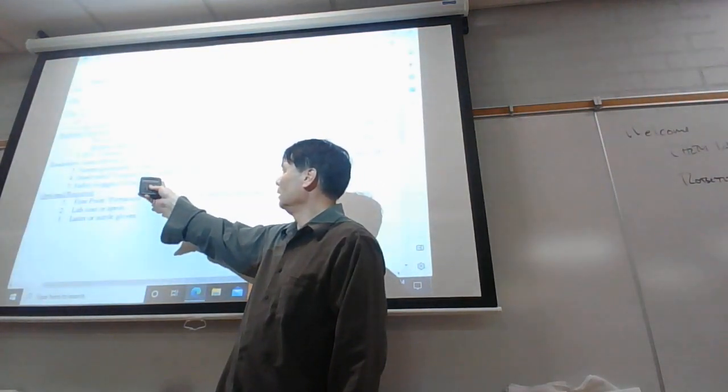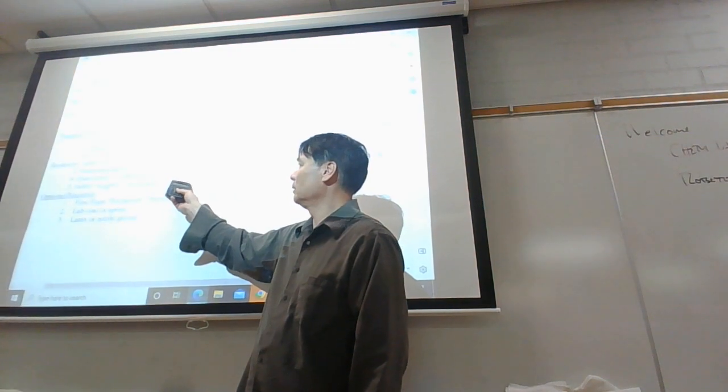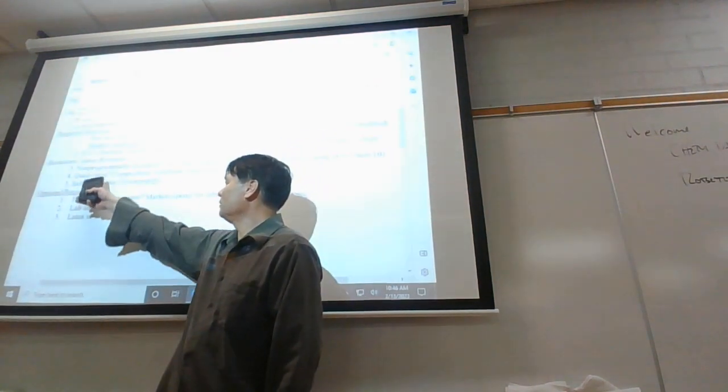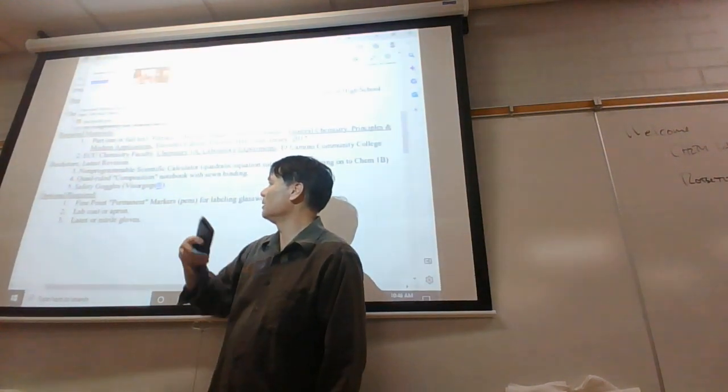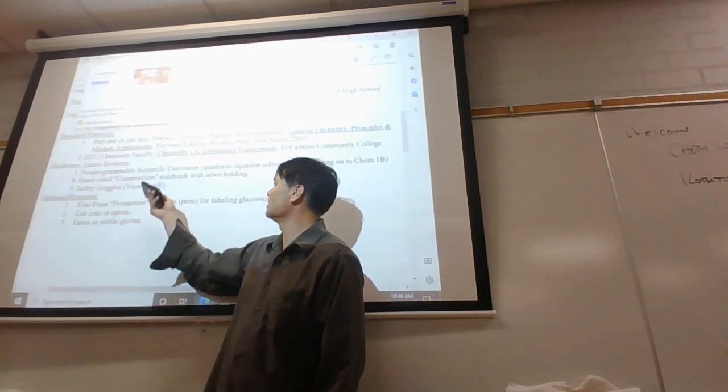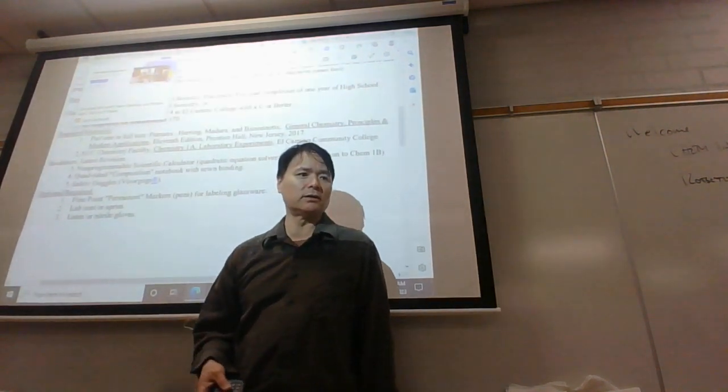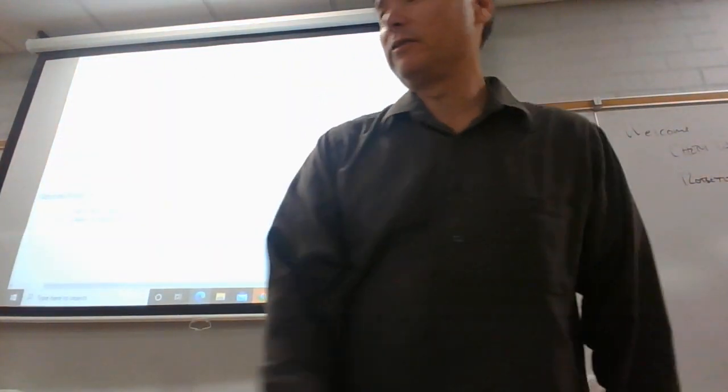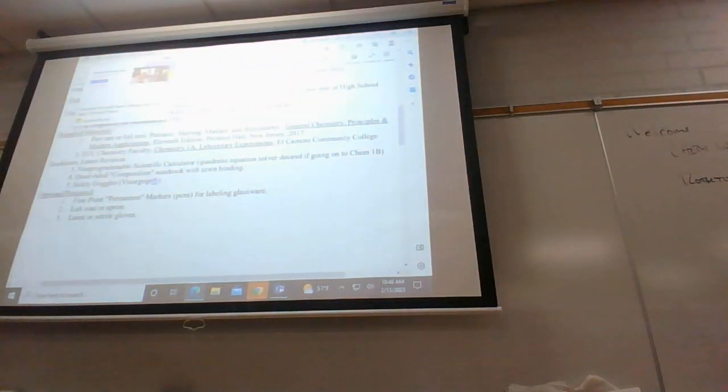Okay, you'll need a comp notebook. If they don't have any quad ruled, which is the graph paper, then you can just get college ruled. This is the comp notebook, which is just your standard, which I forgot to bring, but let's see if I have one.